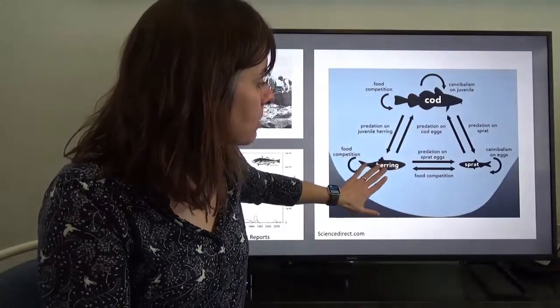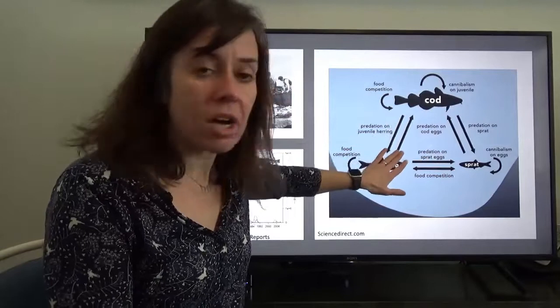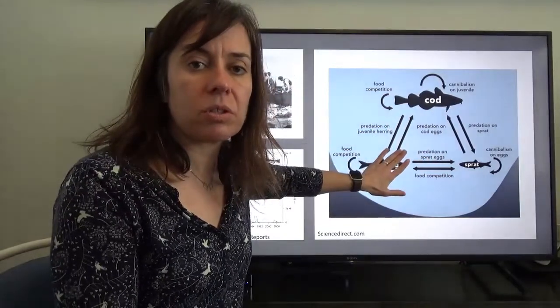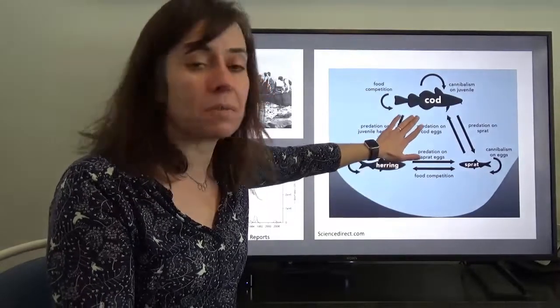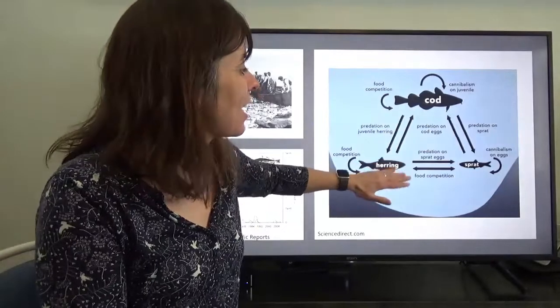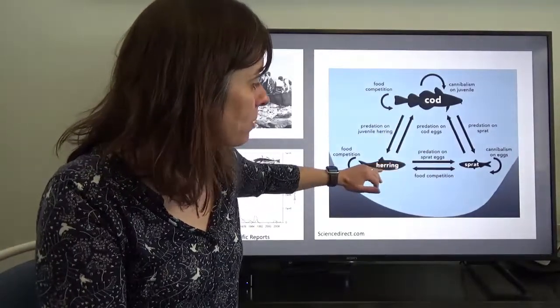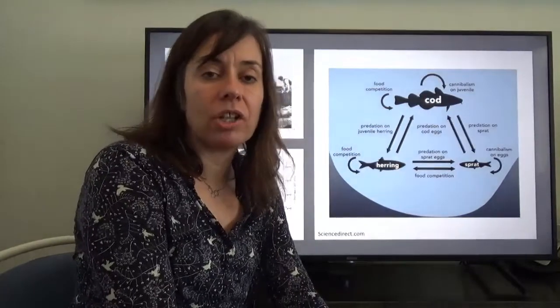a change in the system had occurred. There was so much more herring and sprat, which predate cod eggs. So even though there was no longer the fishing pressure, because of this predation of the juvenile forms of cod, the eggs that are necessary to produce cod, because of heavy predation by the larger populations of herring and sprat, it seems to be keeping the population of cod low.